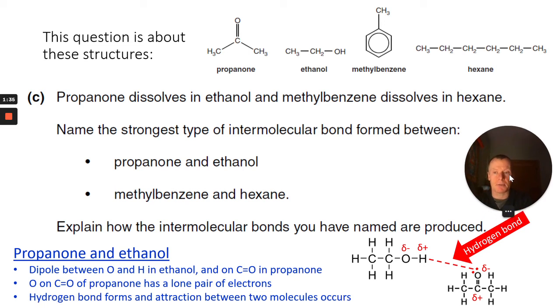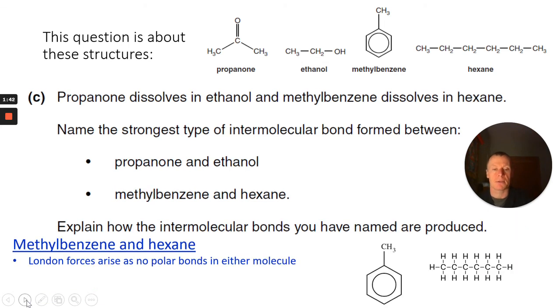So the next thing to have a look at is the methylbenzene and hexane. So again, you can draw out the two molecules to help you visualize what's going on. So the electron distribution in each molecule is sometimes in balance. So as they don't have any polar bonds, the only intermolecular force you're going to get is London forces.